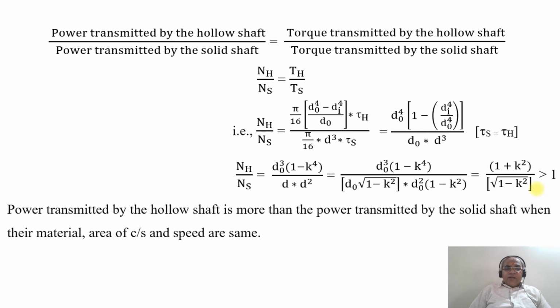So from this we can infer that the power transmitted by the hollow shaft will be more than the power transmitted by the solid shaft when their material, area of cross section and speeds are the same. This is how you will be able to compare the hollow shaft and the solid shaft.